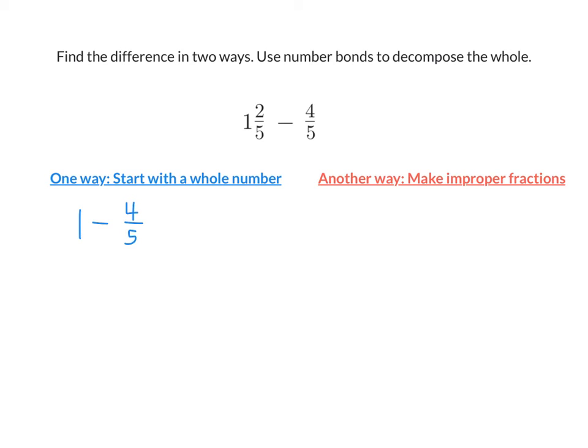If I do that, by the way, will I get my actual right answer? No, because I changed the problem. 1 is not the same as 1 2/5. Which one's bigger, 1 or 1 2/5? Everyone? 1 2/5. How much bigger is it? 2/5 bigger. So which one's going to have the bigger answer? The original problem or my modified problem? Which one will have a larger sized answer?